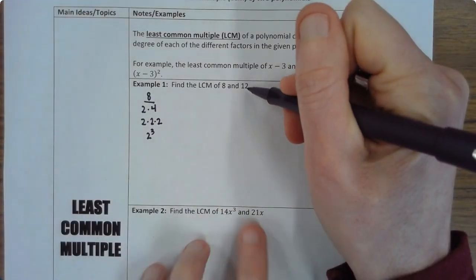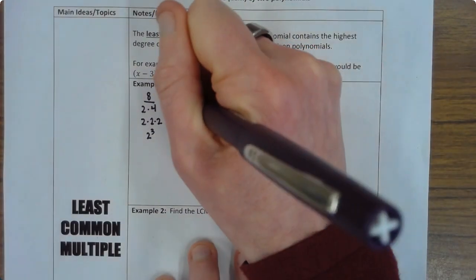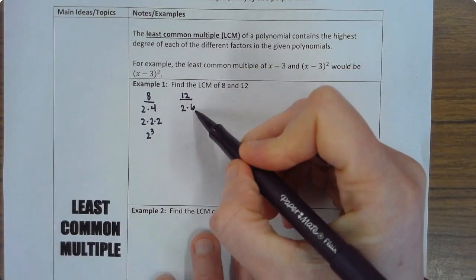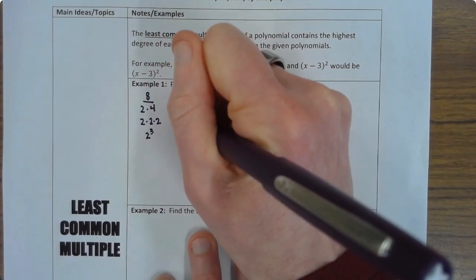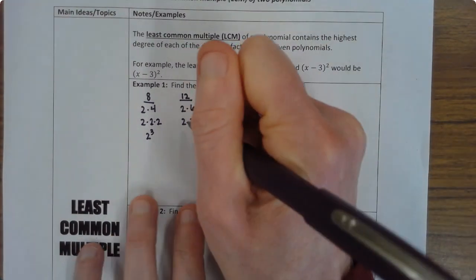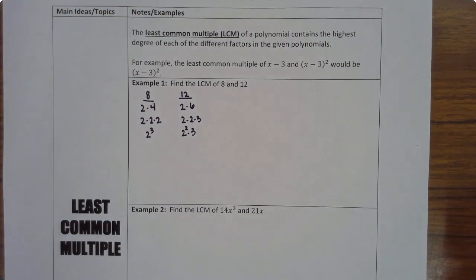And then we can go ahead and find the prime factorization of 12. So 12 would be 2 times 6, and then 6 would be 2 times 3. So our prime factorization would be 2 times 2 times 3, or if I keep that base of 2, I can write this as a power and say that the prime factorization of 12 would be 2 squared times 3.